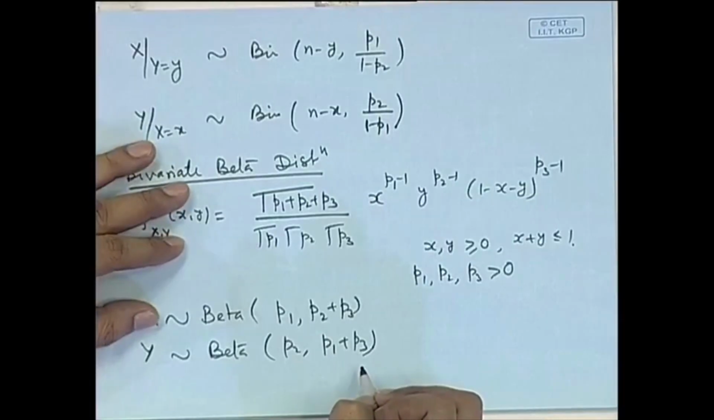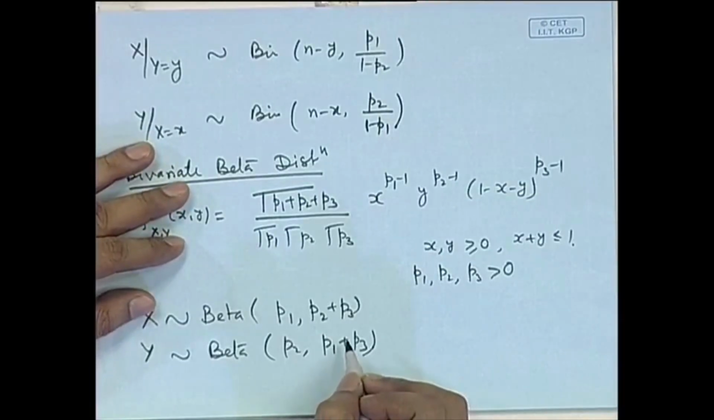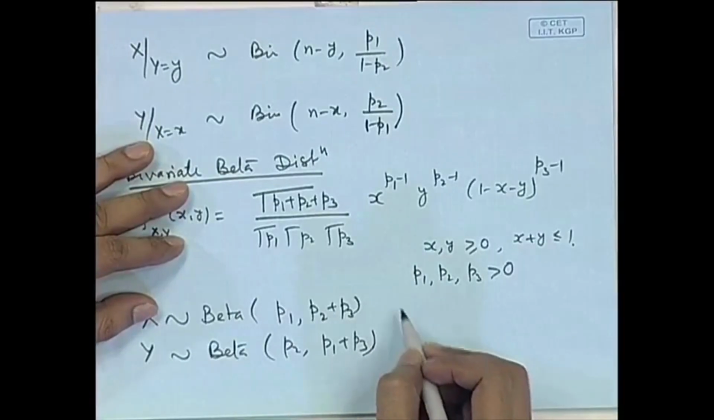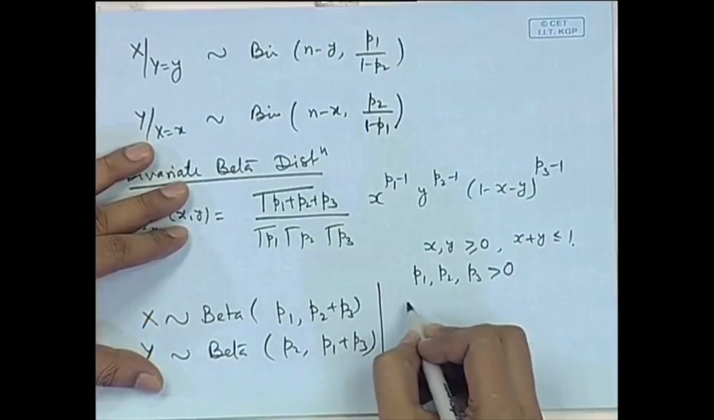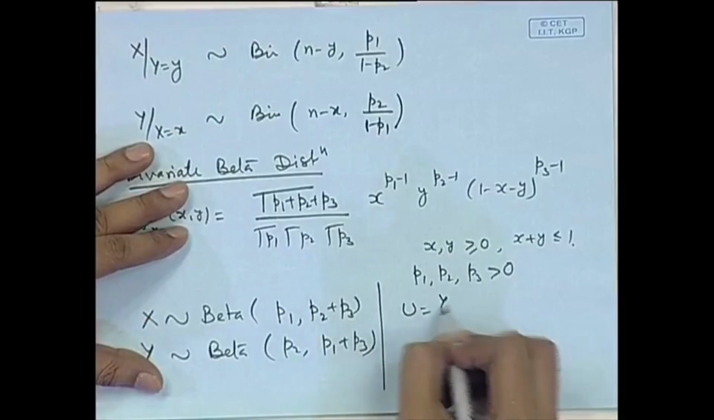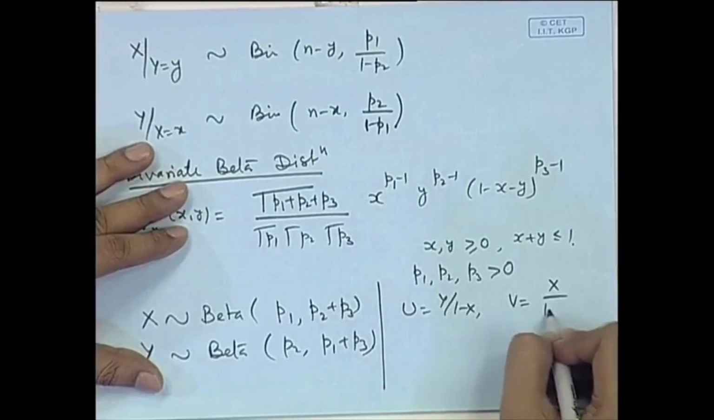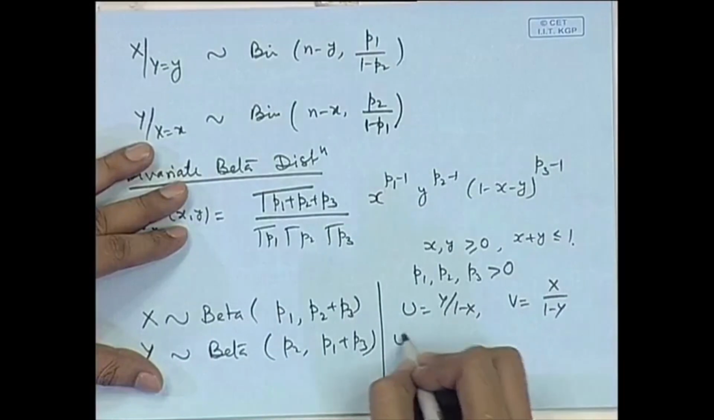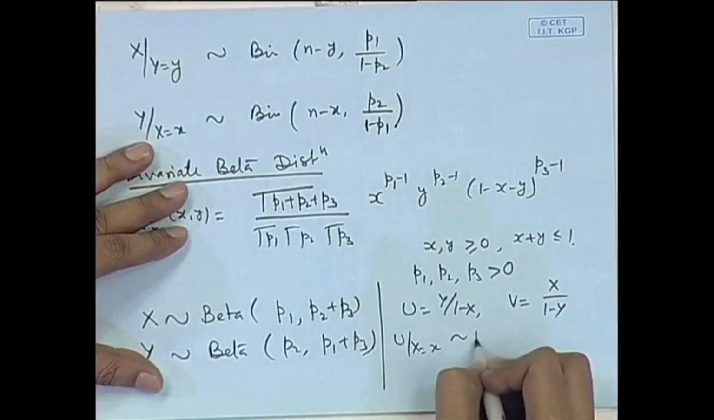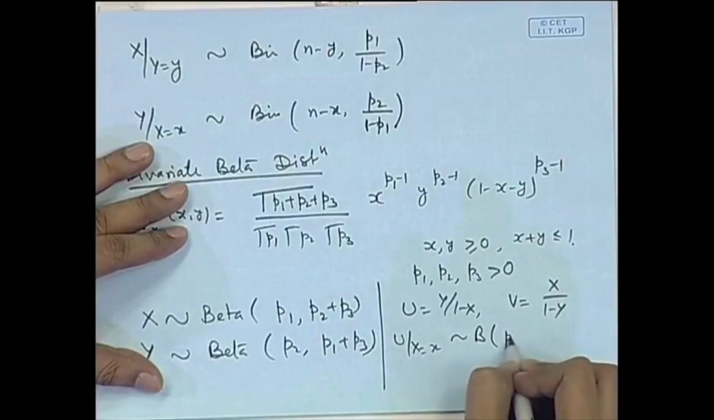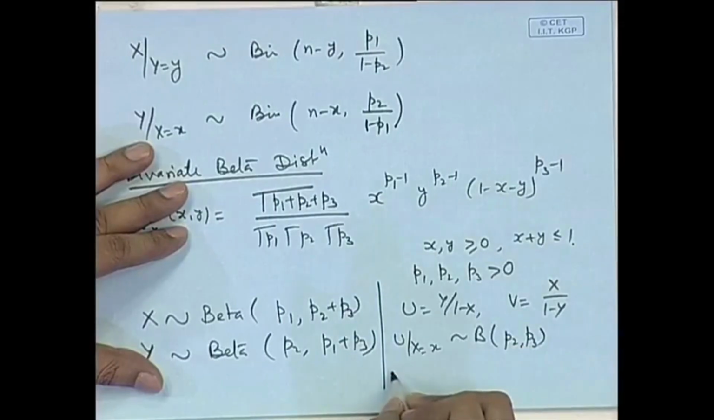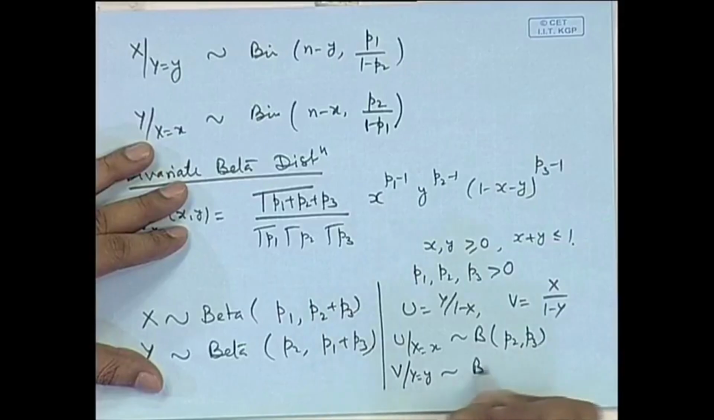The conditional distributions are also beta with a little scaling. For example, if I consider u equal to y divided by 1 minus x, or v equal to x divided by 1 minus y, then u given x follows a beta distribution with parameters p2, p3. If we consider v given y, that follows a beta distribution with parameters p1 and p3.